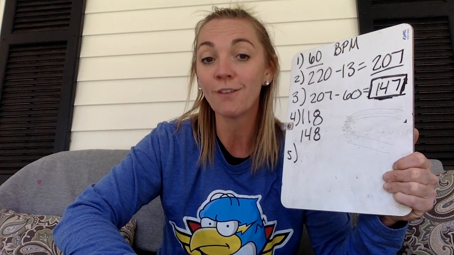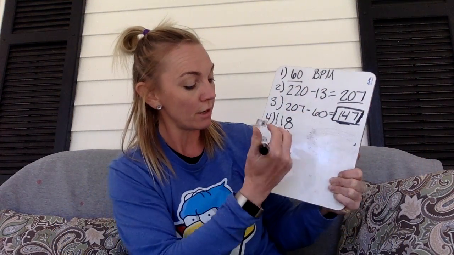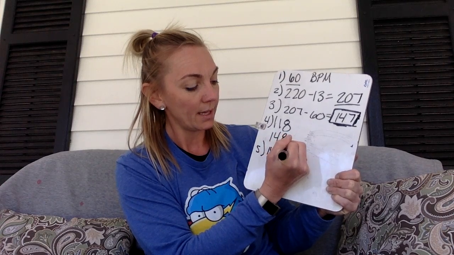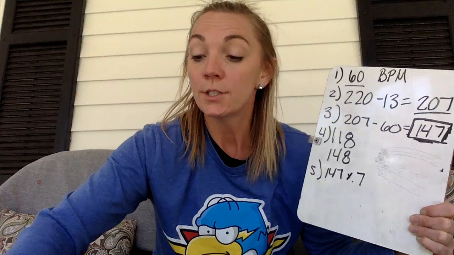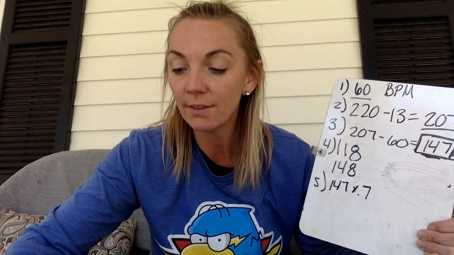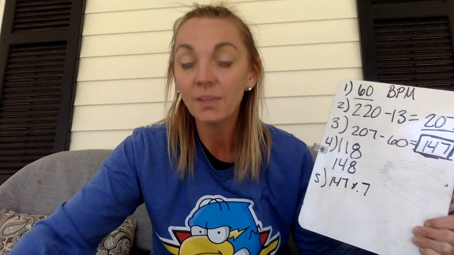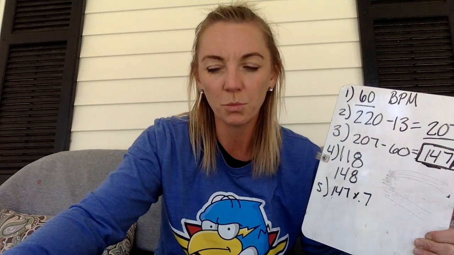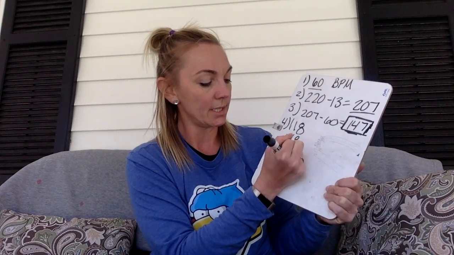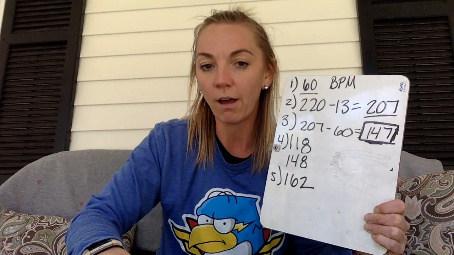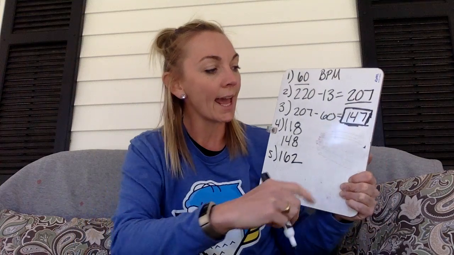I take my heart rate reserve again. Back to number 3, heart rate reserve is 147. And I'm going to multiply that by 0.7 this time. So, whoopsies, I messed my math up there. 147 multiplied by 0.7 is 102.9, 103, and then I add my resting heart rate, which is 60, so it's 162.